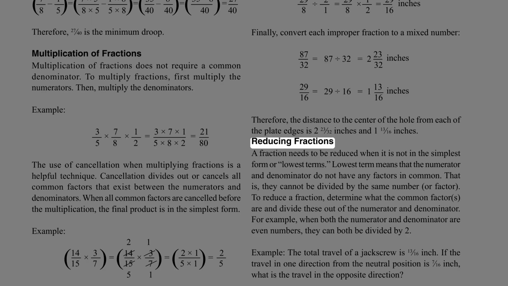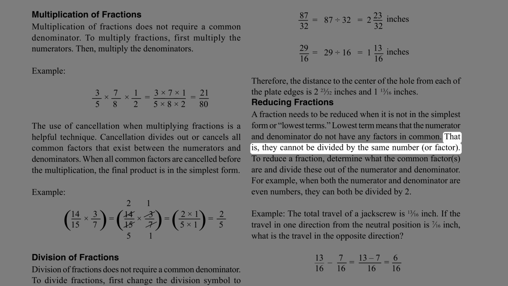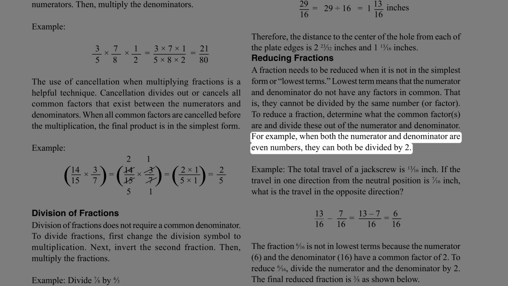Reducing fractions. A fraction needs to be reduced when it is not in the simplest form or lowest terms. Lowest terms means that the numerator and denominator do not have any factors in common. That is, they cannot be divided by the same number or factor. To reduce a fraction, determine what the common factors are and divide these out of the numerator and denominator. For example, when both the numerator and denominator are even numbers, they can both be divided by 2.